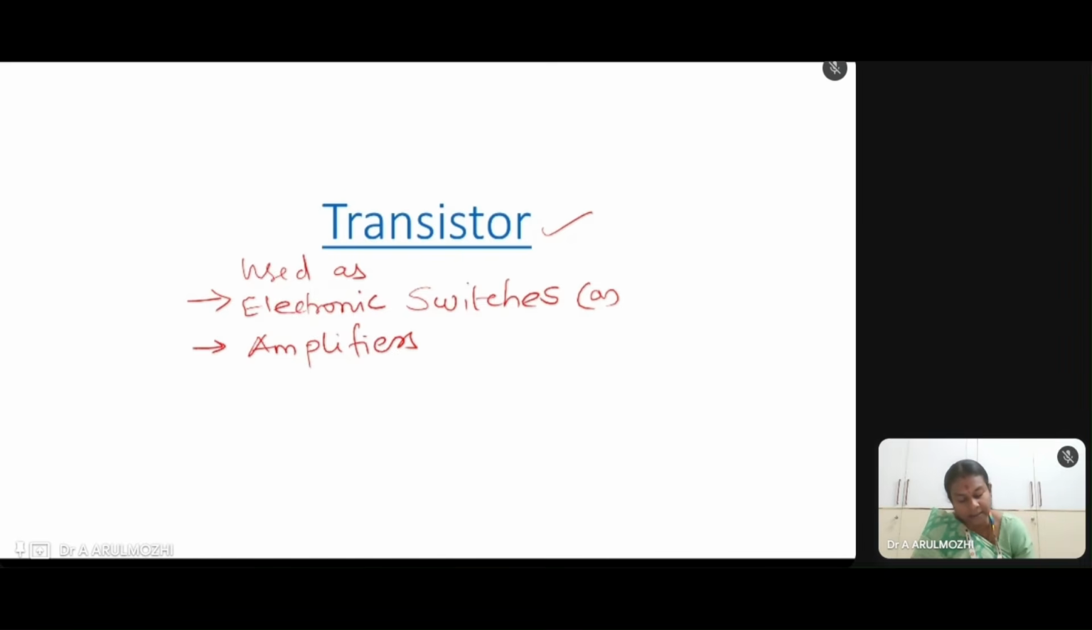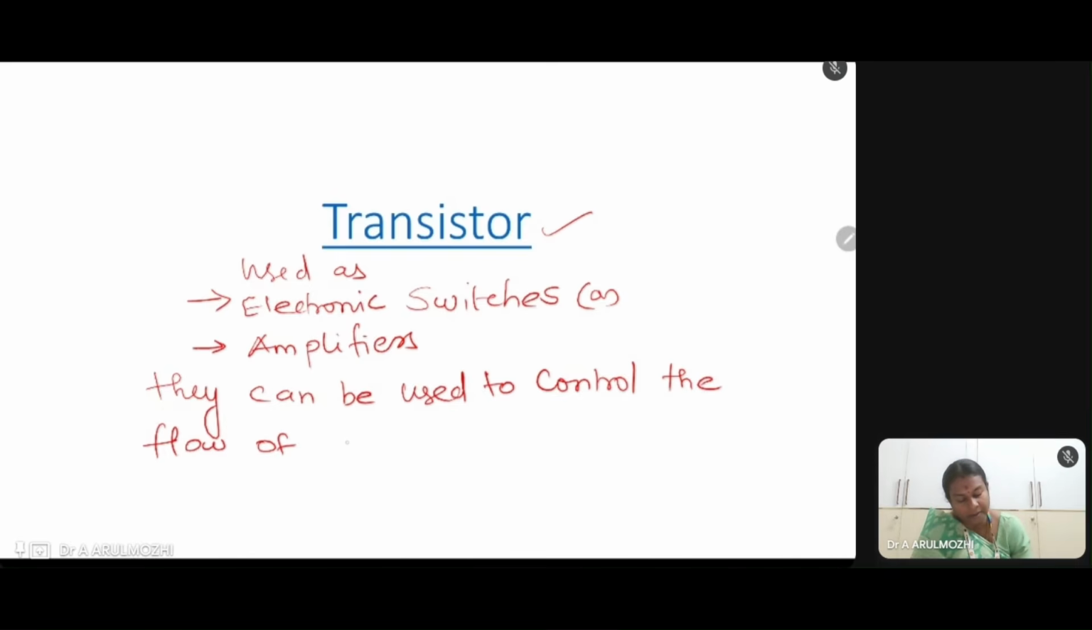Due to that reason, they can be used to control the flow of electric signals. Okay, here they can be used to control the flow of electric signals. Clear?